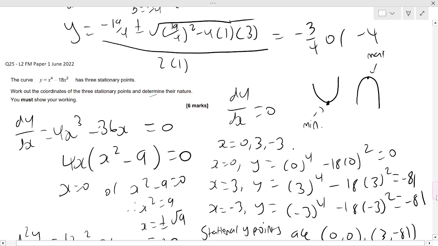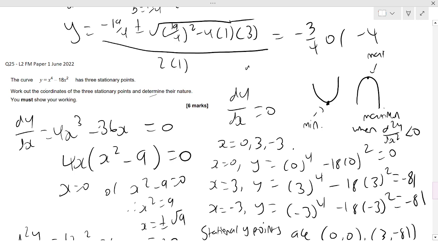Do I want to explain why? As I discussed earlier, you could just memorize it. Maximum when the second derivative d squared y dx squared is less than 0, and the minimum will be the opposite. So minimum when obviously the second derivative will instead be greater than 0, so positive. You could memorize that. But what's going on here? The second derivative.